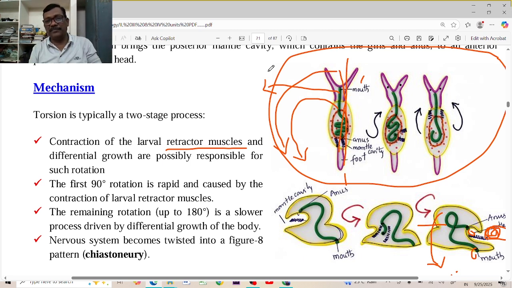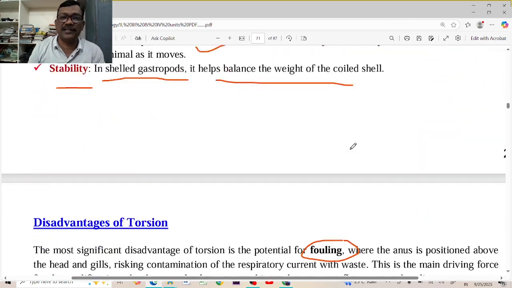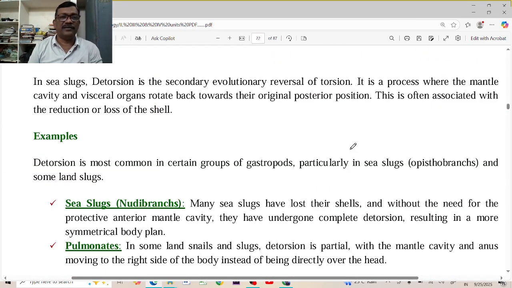But after some development, what happens? The shell is removed from their body. There is no need of the shell. After removing the shell, once again they come back. They straighten the body. That is called the detorsion in some of the slugs. Torsion is bending the body 180 degrees. Detorsion is coming back of the body to its original position. That is called the detorsion. In some of the animals, sea slugs and pulmonates, this detorsion we found.